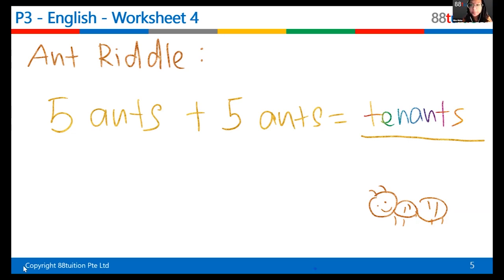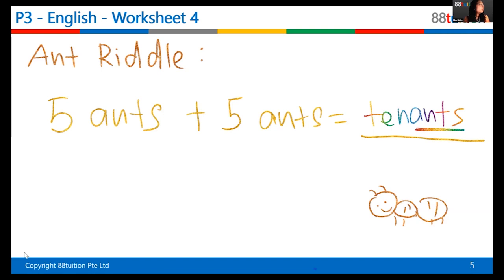You can ask your mom. Can you see the word ants at the bottom? At the back of the spelling, ANTS. That's just to help you to remember. So tenants. It's not pronounced as 10 ants. It's tenants. But it has the ants at the back. That's why it's called an ant riddle. So later you can test your mommy and daddy and your friends. See if anyone can guess this.